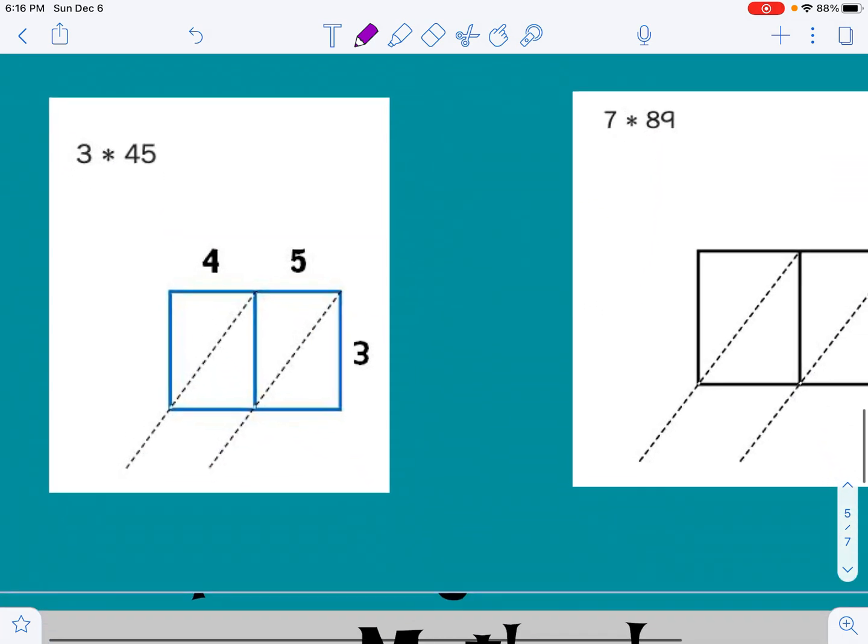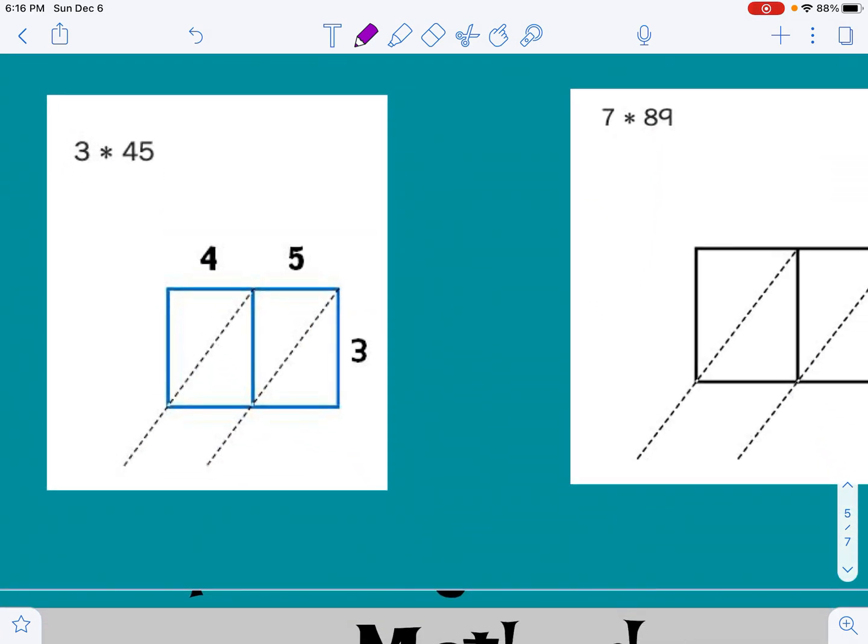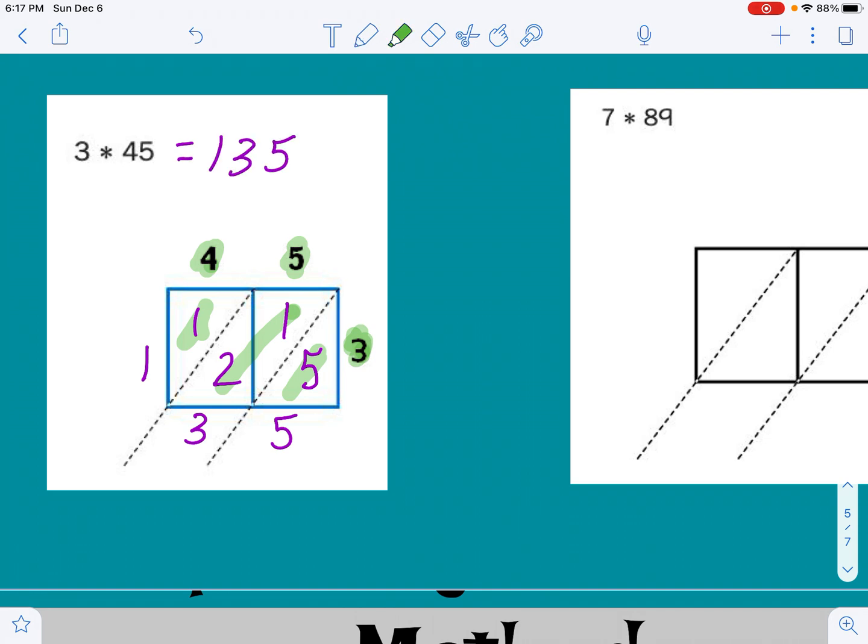Let's do another one. 3 times 45. 3 times 5 is my first step. And I'm putting the answer in this box, 15. 3 times 4 is 12. Goes right there. Final step, adding the diagonals. This is 5. 1 plus 2 gives me 3. And then bringing down my 1, the answer is 135. And remember, I'm getting that, but I'm going across the bottom here.